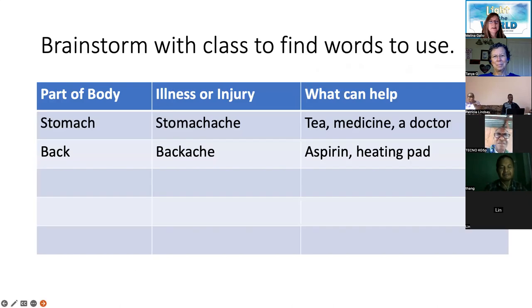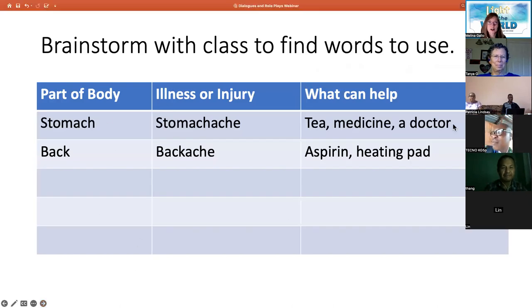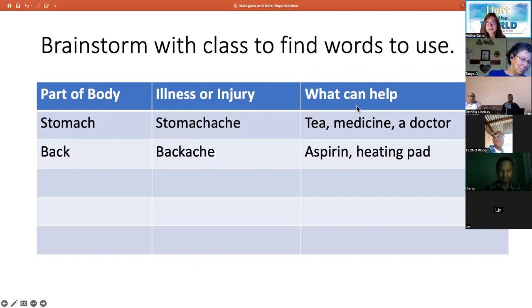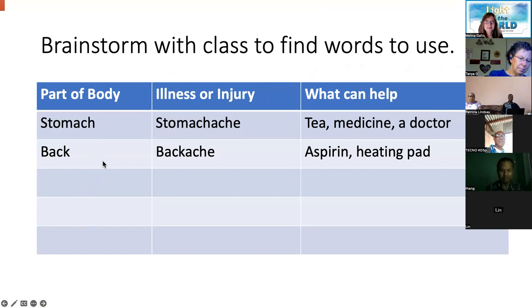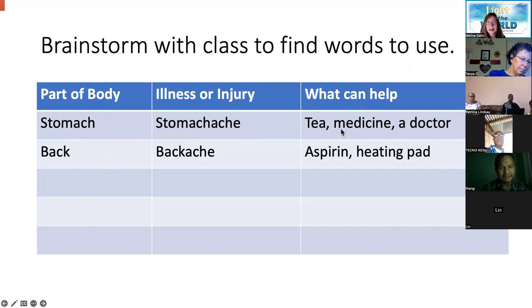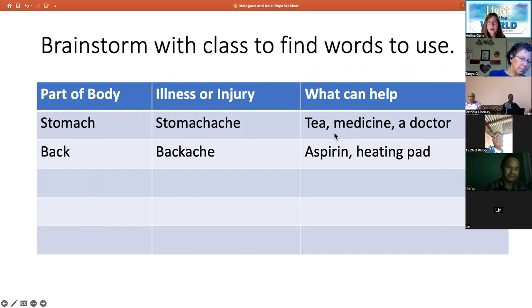Now, another thing we can do is kind of put a chart up on the board with the 3 blanks we need to fill in. So we can brainstorm with the class about different parts of our body that can be malfunctioning. So here you can see we did stomach, and we call that a stomach ache. And then what can help?